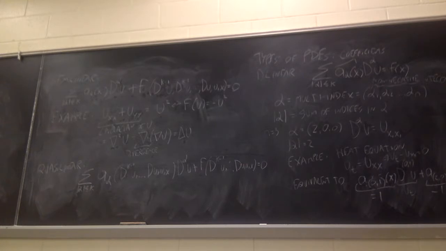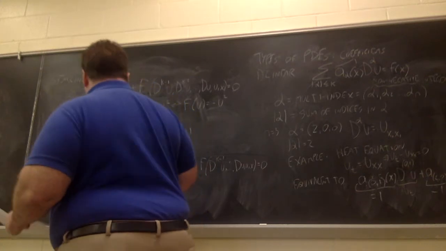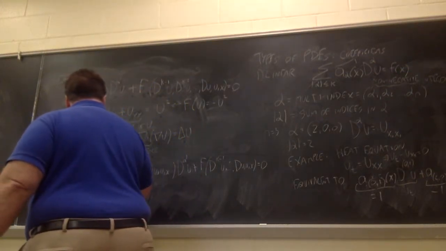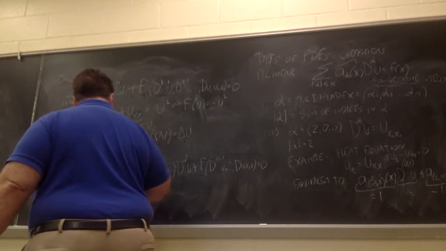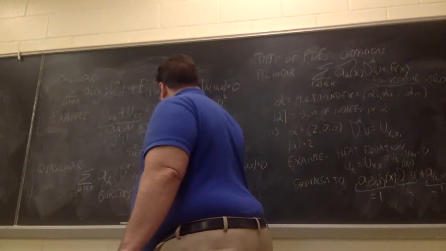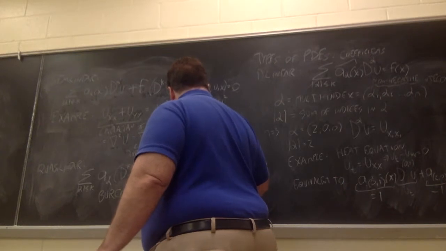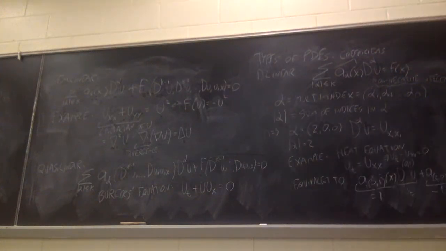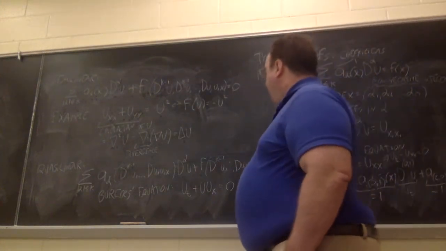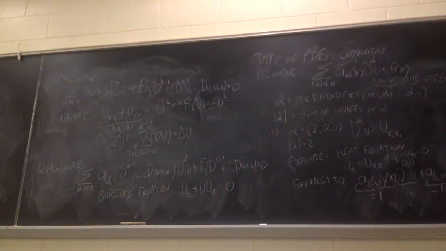So one of the best known examples of a quasi-linear PDE is Burgers' equation. That's ut plus u ux is 0. Okay, so this is a first order PDE because all the partial derivatives are at most first order.